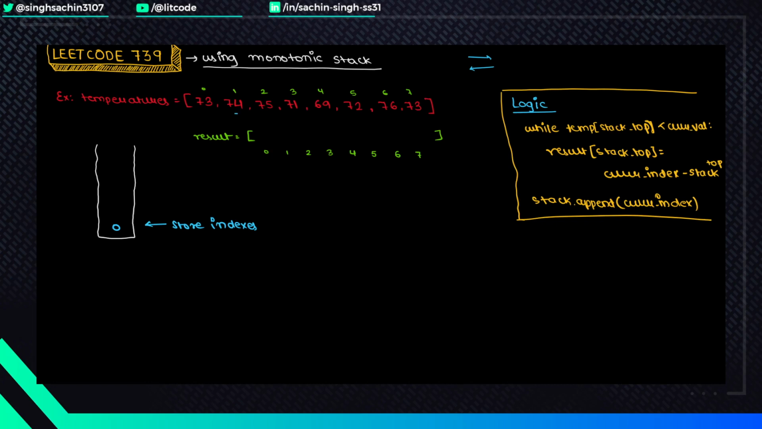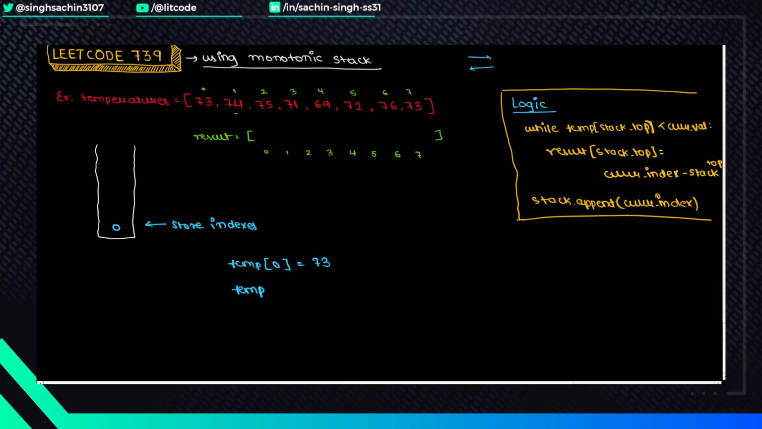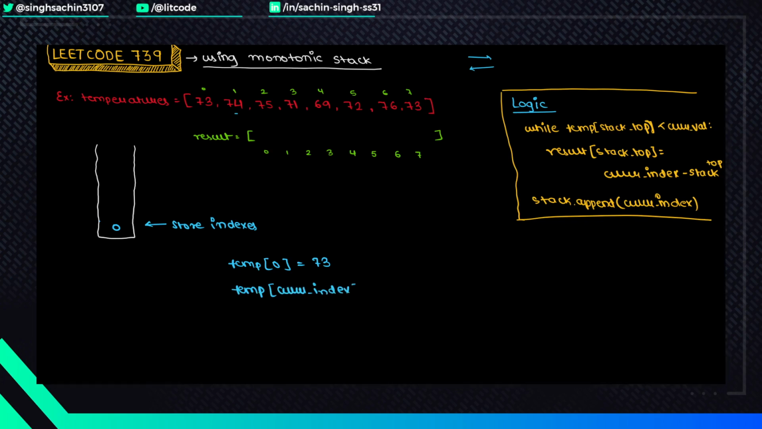The element at the top of the stack is index 0. The temperature at index 0 is 73, and my current index is 1, where the temperature is 74. So 73 is less than 74, so I'll pop this, I'll remove this from the stack.